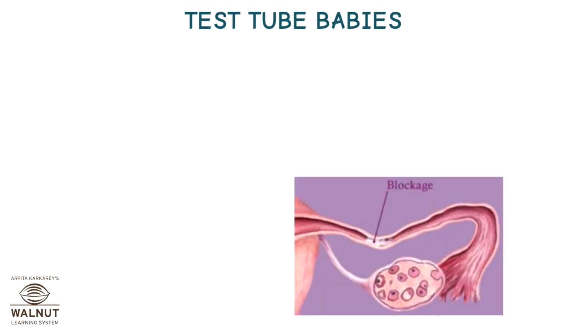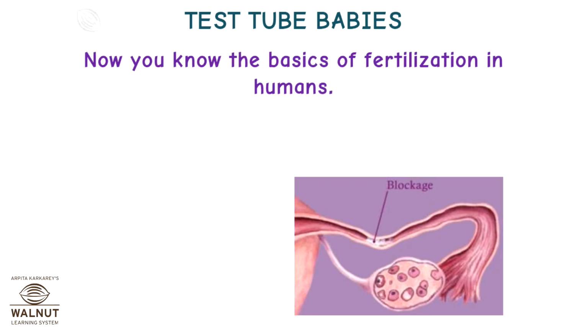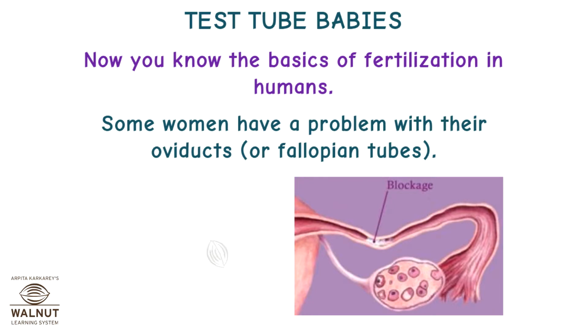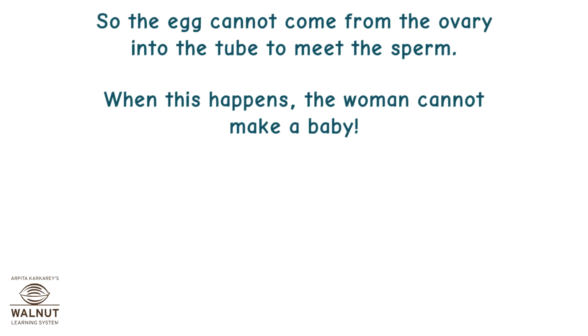Test tube babies. Now you know the basics of fertilization in humans. Some women have a problem with their oviducts or fallopian tubes. The tube is blocked. So, the egg cannot come from the ovary into the tube to meet the sperm. When this happens, the woman cannot make a baby.